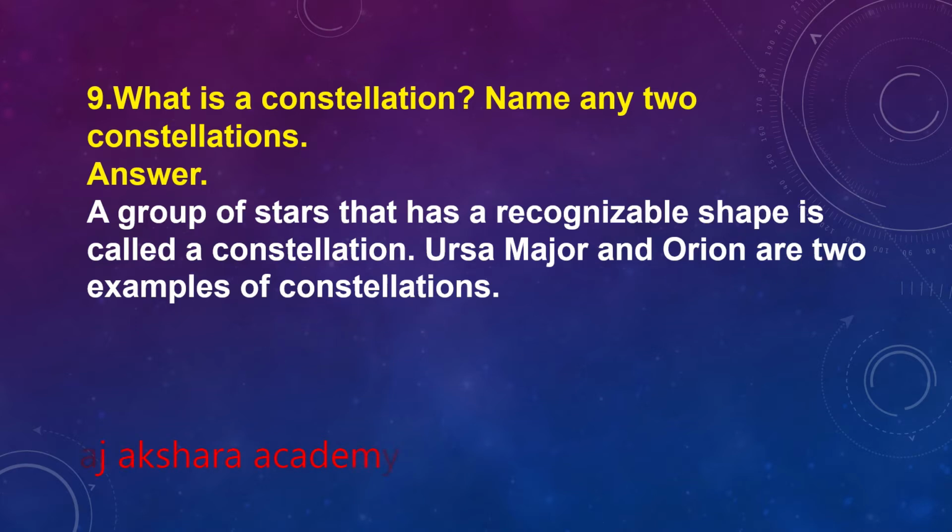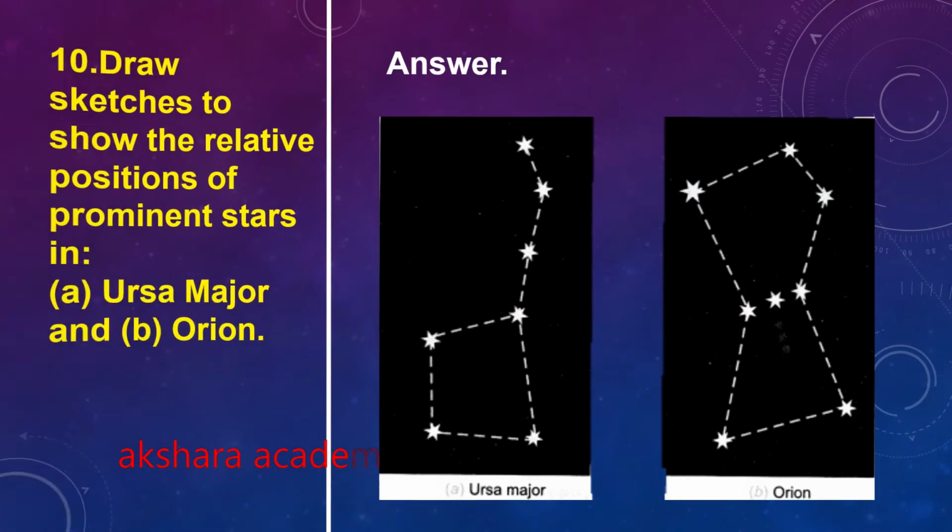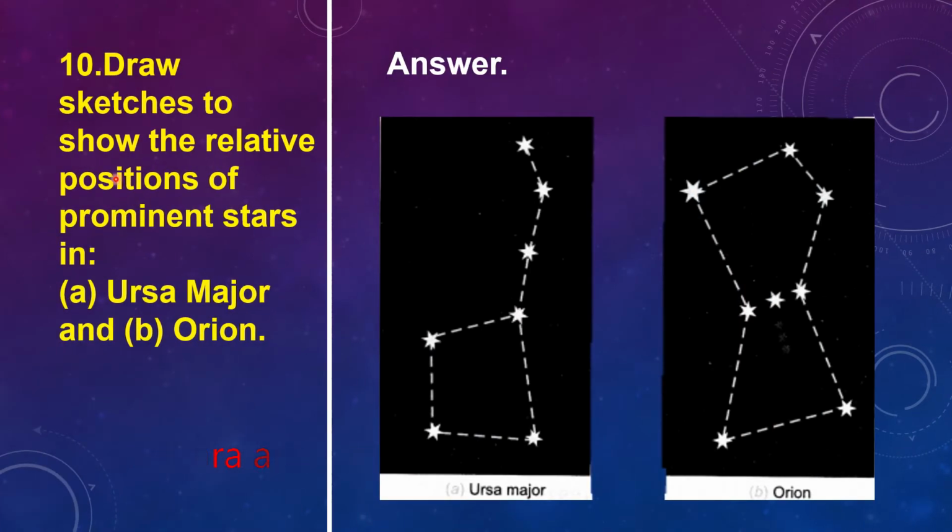Next question. Draw sketches to show the relative positions of prominent stars in Ursa Major and Orion. See, this is the Ursa Major and this is the Orion.